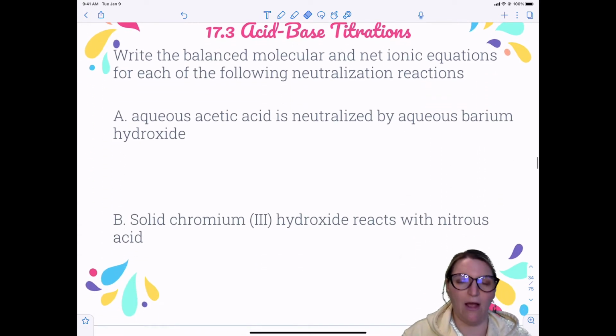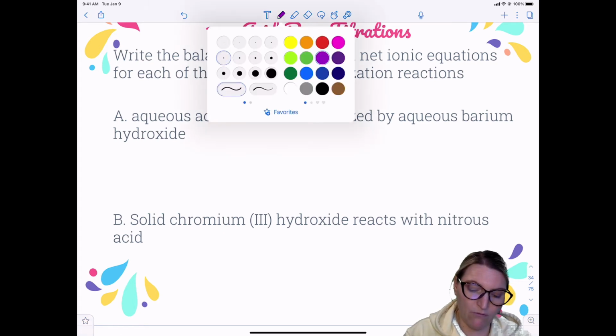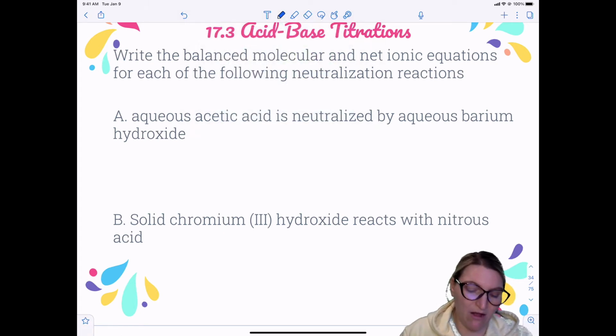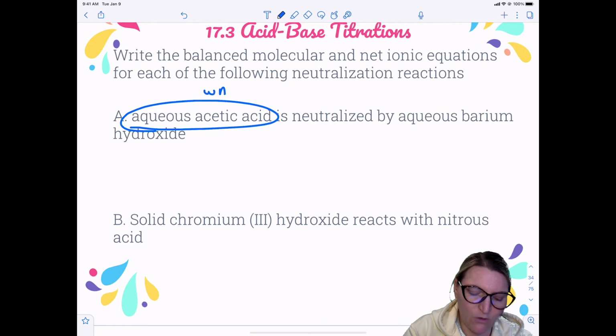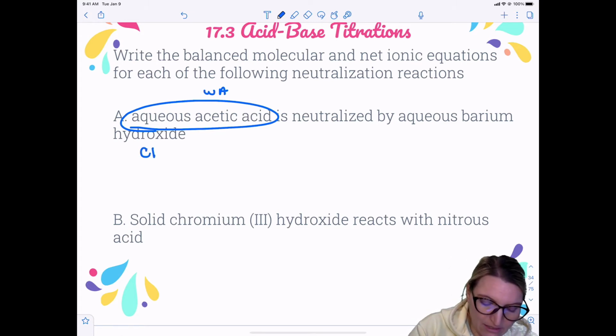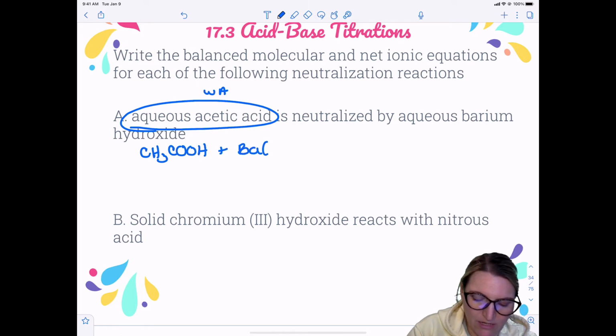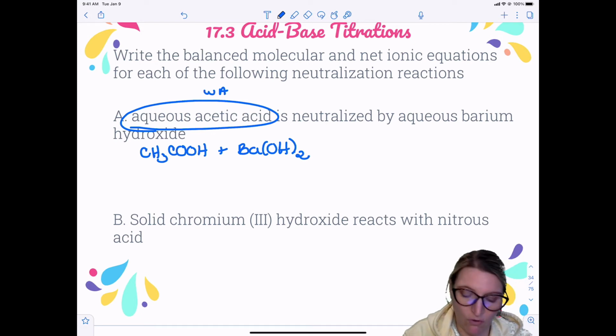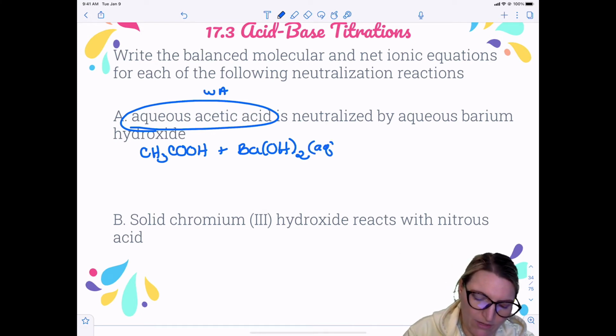Now, the first thing we're going to do is write the chemical equations and then do some math for it. Write the balanced chemical equation and the net ionic equation for the following neutralization reactions. Aqueous acetic acid is neutralized by aqueous barium hydroxide. Anytime you have a weak acid, we still keep it together when writing out a complete ionic and net ionic equation. Acetic acid is, of course, CH3COOH, and barium hydroxide is Ba(OH)2. Now that is strong, right? These are both aqueous.